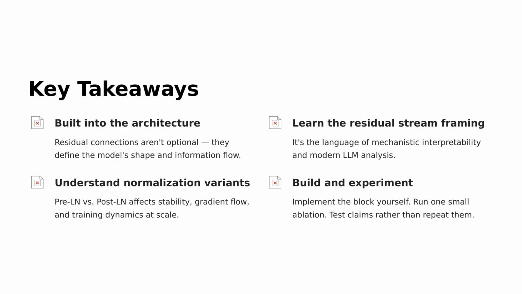Here are the key takeaways. Residual connections aren't just a helpful trick. They're built into the architecture and shape how information moves through the model. It's also worth getting comfortable with the residual stream framing, because that's the language used in mechanistic interpretability and a lot of modern LLM analysis. And finally, pay attention to normalization choices. Pre-LN versus post-LN changes stability and gradient flow. The best way to learn this is to build the block and test it yourself.